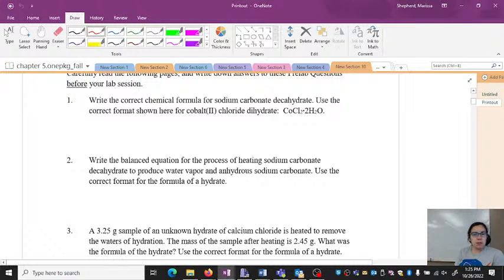And so let's look at number 1 here. Number 1 is just practicing writing these hydrate formulas. They give you this example here. So we see cobalt(II) chloride dihydrate. There's our "di" telling us how many waters. And so this is how we write it. Remember, we have that little dot here just to say we have 2 molecules of water complexed to this cobalt chloride. And so what would we write for sodium carbonate decahydrate? What's the formula?